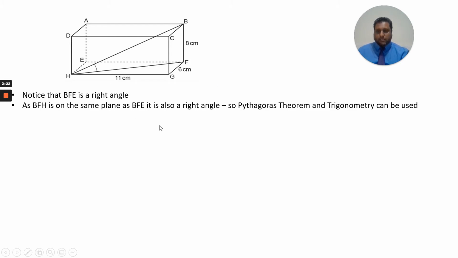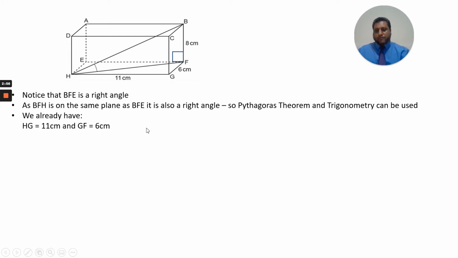And because it's on the same plane, what we've done is we've taken that line and, staying on the same plane, we've brought that corner forward to H. So BFH is on the same plane as BFE. So this right angle here moves along as you move the corner E forward to H. So BFH is also a right angle. So that means you can use Pythagoras theorem and trigonometry.